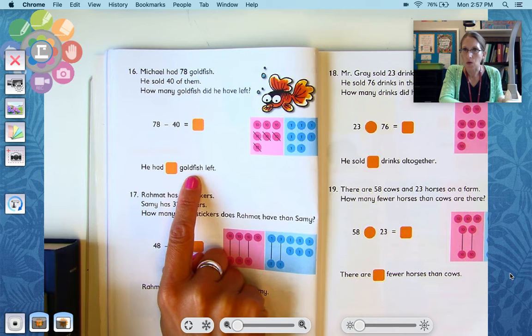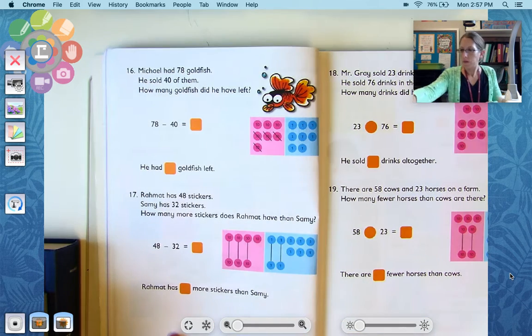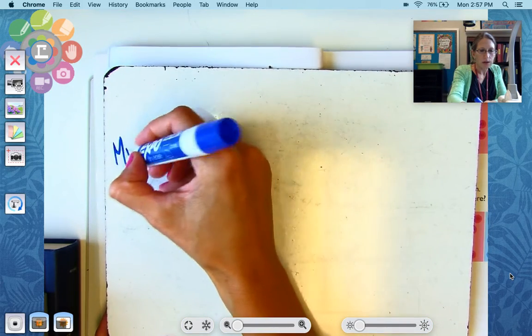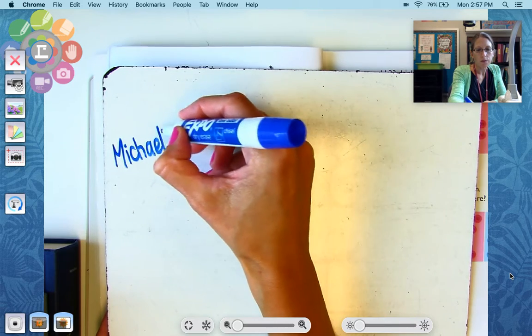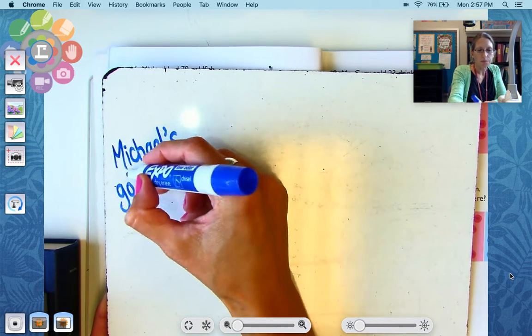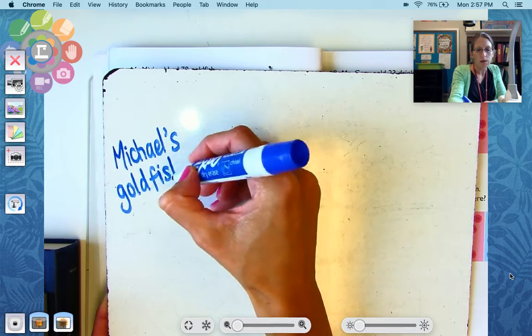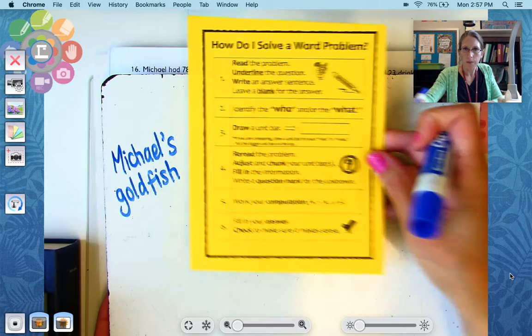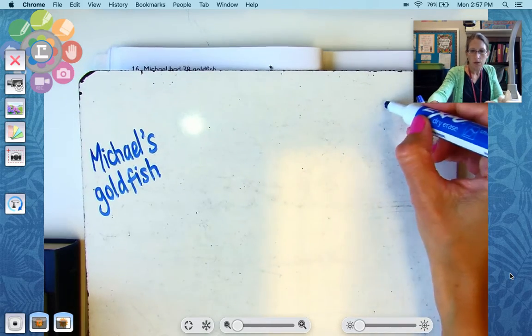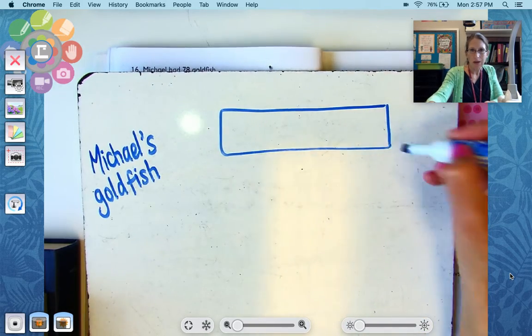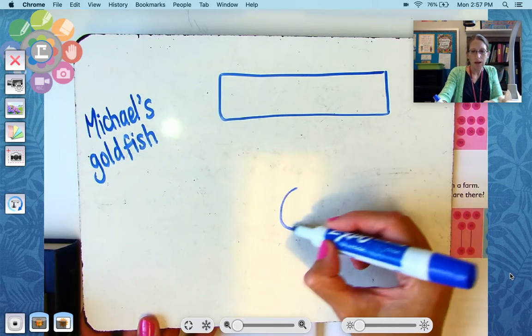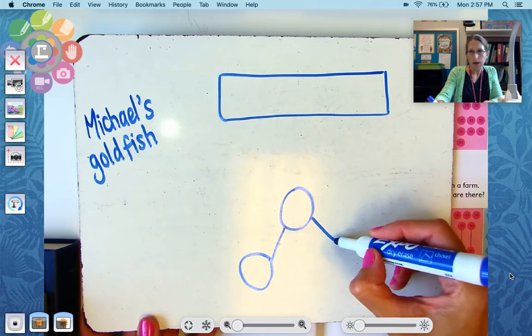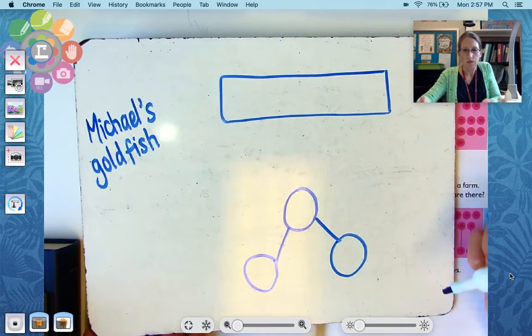Now we're going to identify our who and our what. Michael's goldfish. Nice job. So over to the side here, we can write Michael's goldfish. All right, so that's our who and our what. Now our next step is to draw our unit bar. And again, a unit bar is just a fancy name for a rectangle. It's also very similar to a number bond. So once again, I'm going to draw both. And for your homework today, you can do whichever one makes sense for you.